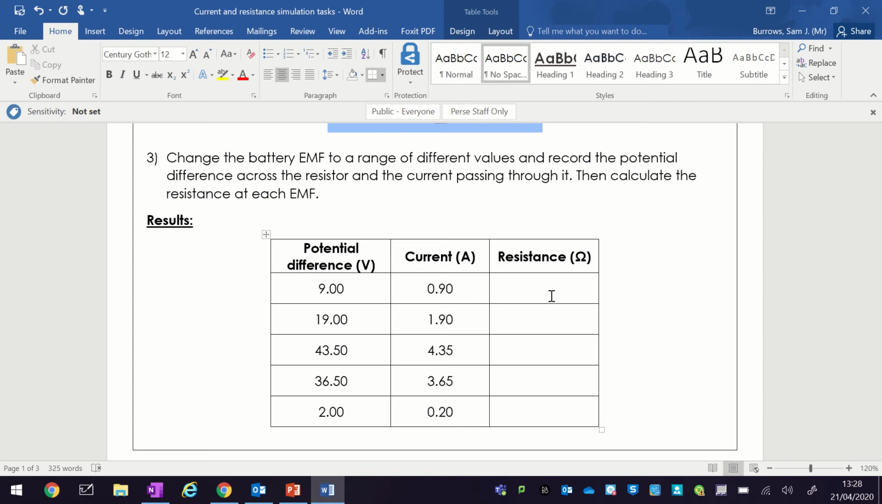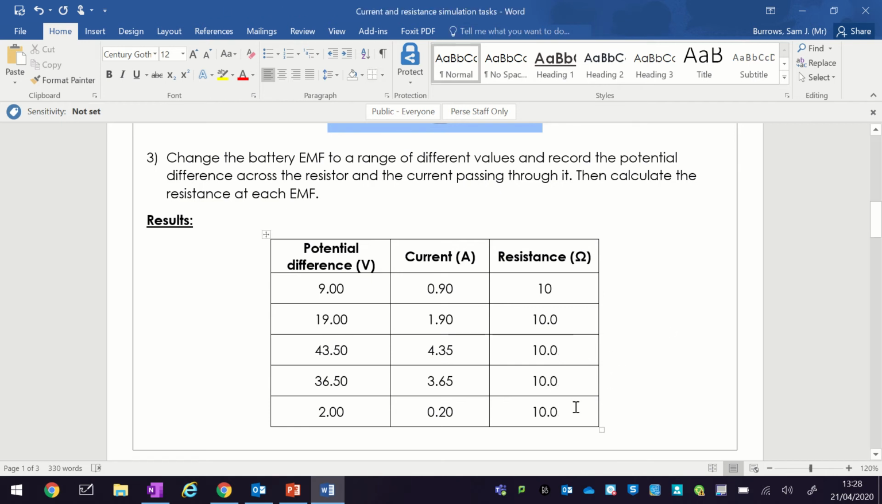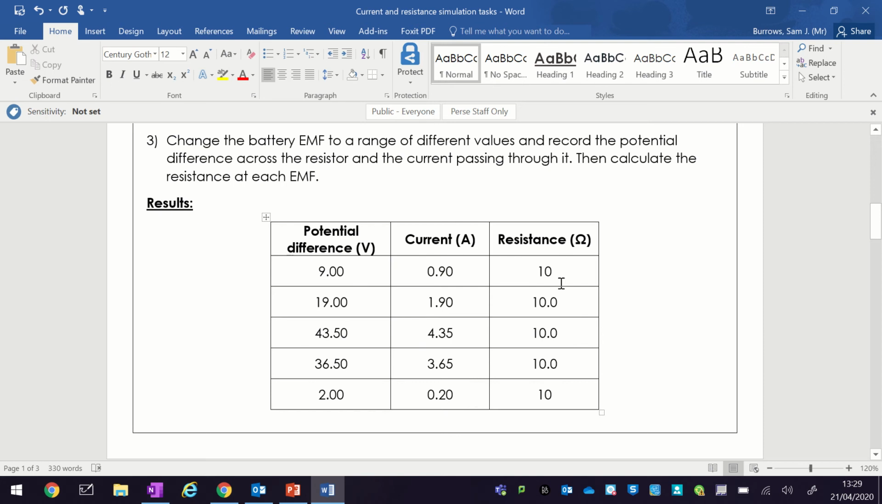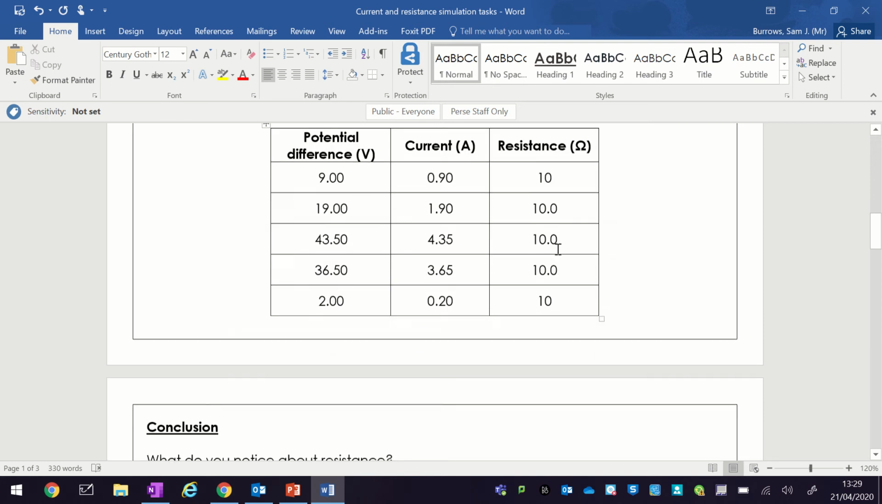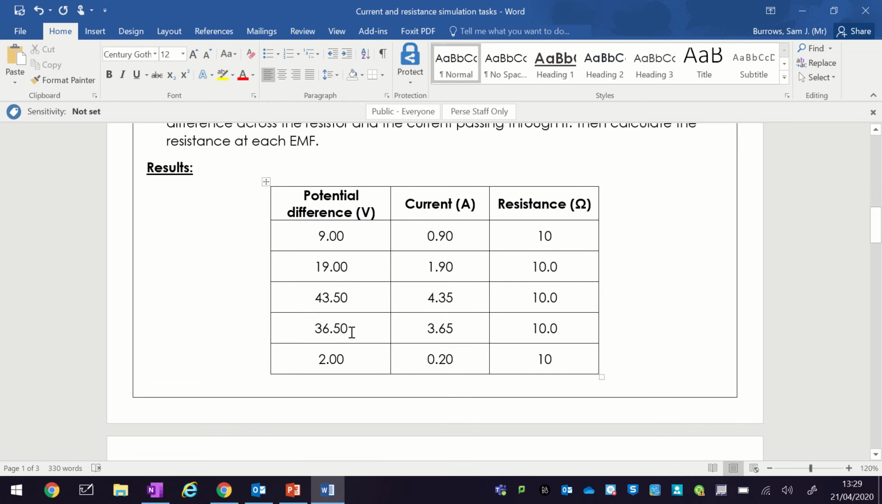We're going to do potential difference divided by current, which gives us 10. I'm expressing it as 10, not 10.0, because this 0.9 is a 2 significant figure number. This next one is also 10, but I would express it as 10.0, because this 1.90 is 3 significant figures. This is 4, so we should give it to 3. 10.0, 10.0, and 10.0. Oh, hang on. That shouldn't be a 10.0. This is only a 2 significant figure number, so that should only be 10. Okay, so here is our data. You'll notice the resistance is exactly the same, 10 ohms, for any of these potential difference readings.